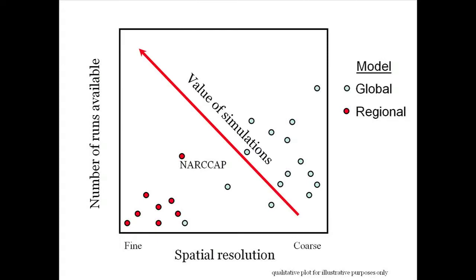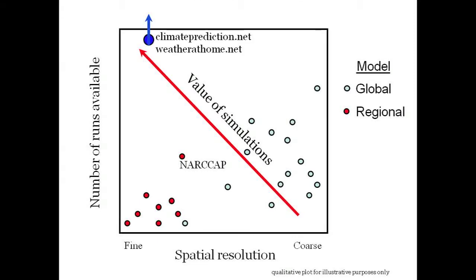But you'll notice the interesting space is the empty space, and that's more important for impacts analysis. We want fine resolution models, and we want a lot of runs. So that's where we want to go. And that's where our project aims to be. It's been called climateprediction.net, or more recently weatherathome.net.